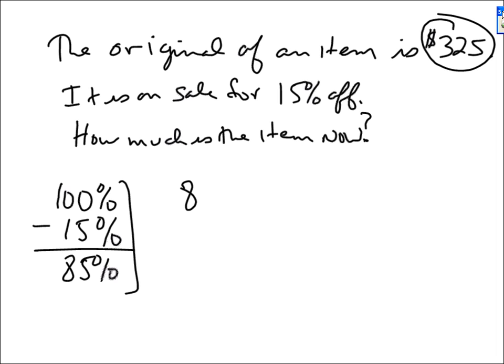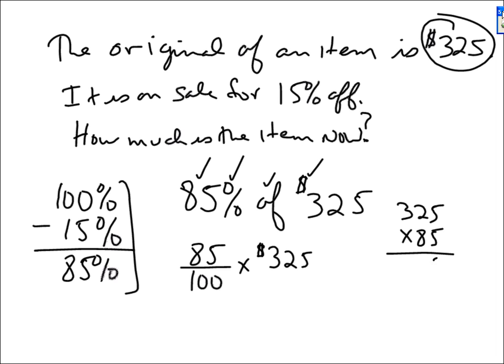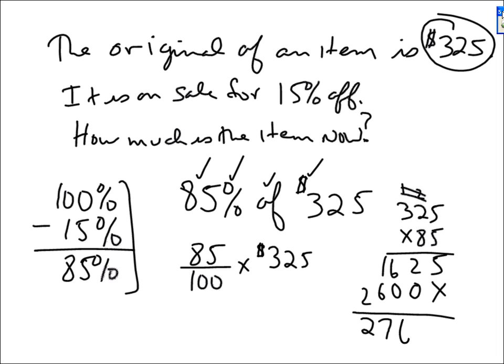The cost of the item is now going to be 85% of the original price. So here it is. It's 85 divided by 100 times $325. Now, I would just multiply on the side the 325 by the 85. You get 16.25, and 8 times that will be 2,600. 8 times 325 is clearly 2,600. So you get 276.25.